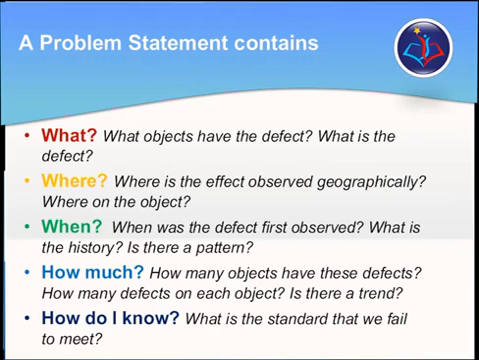What is the defect? You look at where that defect has been observed geographically, or even where on the object. You look at when this was a problem. When was it first observed? What is the history? Is there a pattern? You then define how much is this a problem? How many objects have these defects? How many defects on each object? Is there a trend? Then you ask, how do I know this? What is the standard that we fail to meet?